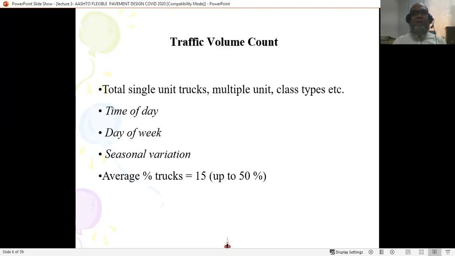Now, how do we do this volume count? First, as I said, we count total single unit trucks, multiple units, that I mean tractors, and other classes of vehicle, along with the time of the day, the day of the week, and seasonal variation. Now, since we are interested in trucks, if you have an ADT of say 1000, it means at least there are 150 trucks or 500 trucks. So that's up to 50%.